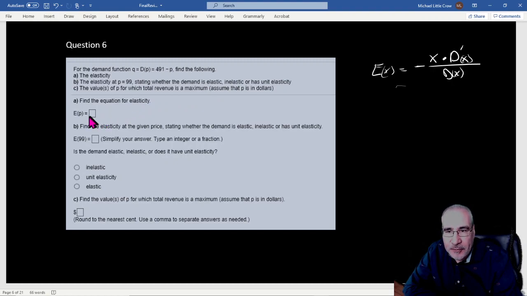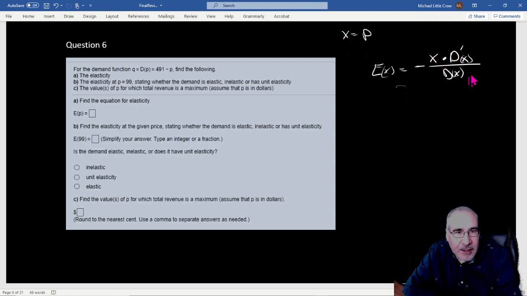Find the equation for elasticity. So this is it. Now, we don't just write this one. We take what they've given us, that the demand function, you call it Q or you call it D of P, is 491 minus P. Then we plug that in there. Here, X is the price, so X is equal to P. Wherever we see an X, we're going to put a P.